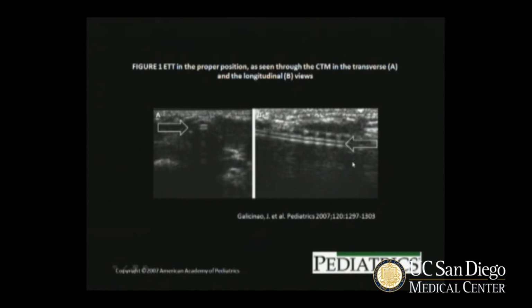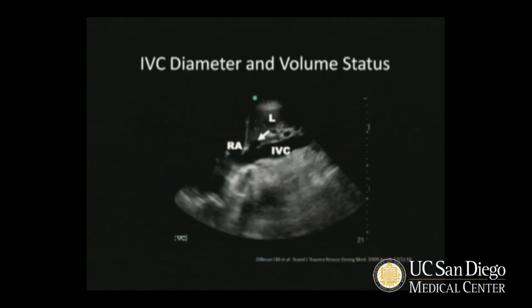The distal wall of the tube can't be seen because the air within the tube doesn't really permit transmission of further sound that can be picked up by the machine. But there's no doubt here that there is a tube lying right behind those cartilage rings. This patient's endotracheal tube is within the trachea.